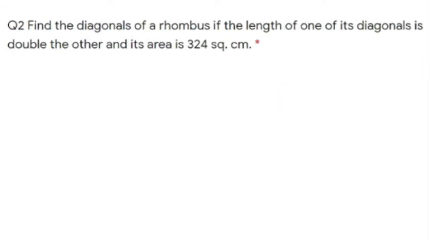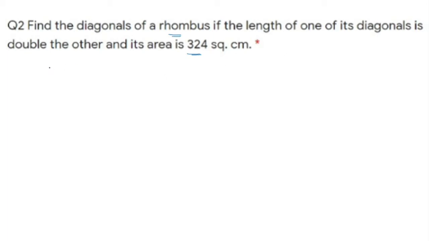Let's take another question. So find the diagonals of a rhombus, if the length of one of its diagonals is double the other and the area is given as 324. So we know that the rhombus is also a parallelogram, right? But here it is asked about the diagonal.